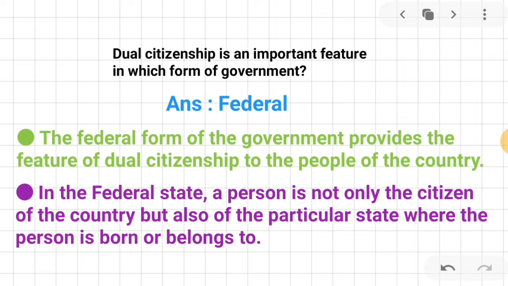Remember friends that the federal form of government provides the feature of dual citizenship to the people of the country. In a federal state, a person is not only a citizen of the country but also of the particular state where the person is born or belongs to. Friends, remember that in India, dual citizenship is not granted, though power is divided into state and center like a federal country. Okay.